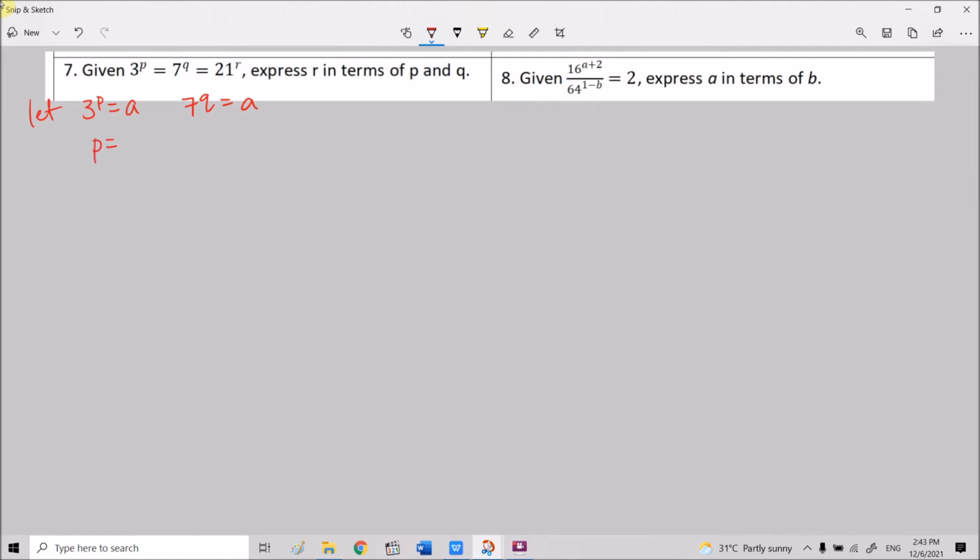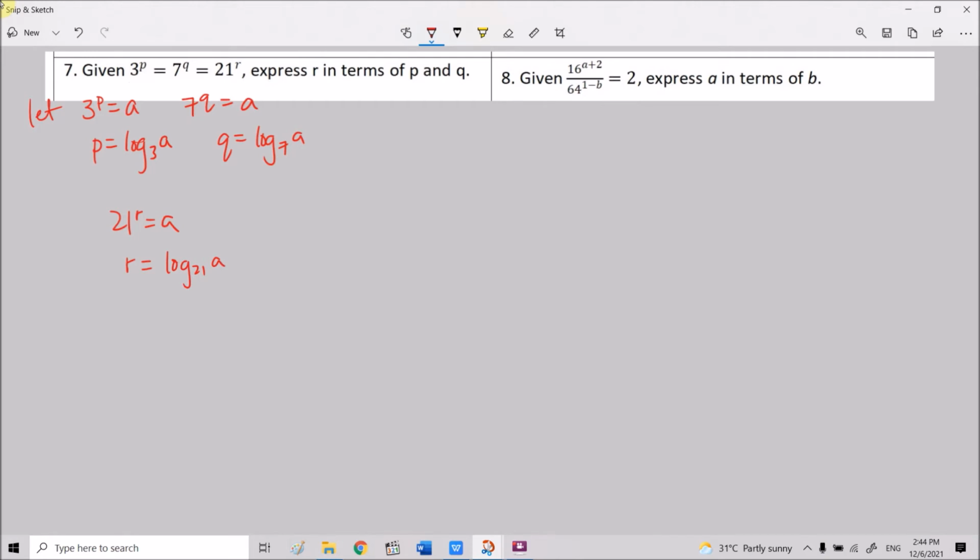So p equals log base 3 of a. Okay, again, this is the basic thing that you need to know. So p, the power here, equals log base 3 of a. Same applies here. q equals log base 7 of a. This is the basic. So now we have p and q in the form of logs. And the last one here, we have 21 to the power of r. We also let this equal a, because this equals a, hence this equals a, this also equals a. So r equals log base 21 of a.